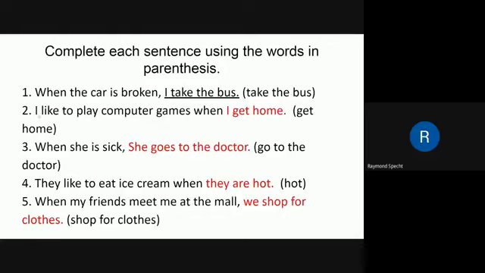I like to play computer games when I get home. Good. When she is sick, she goes to the doctor. A little bit of a mistake here: there shouldn't be a capital letter in the middle here. Next we're going to use "hot." They like to eat ice cream when they are hot.